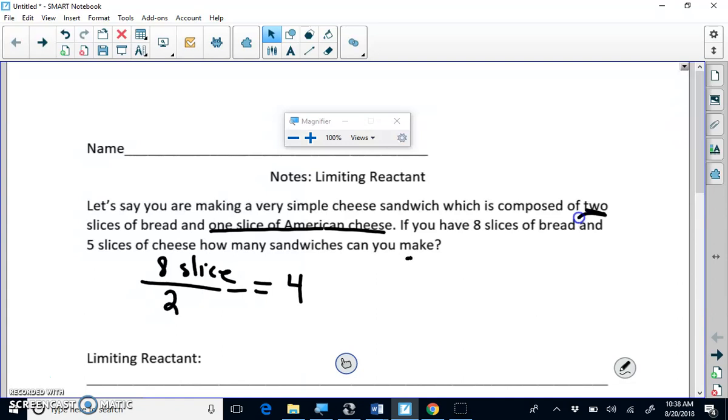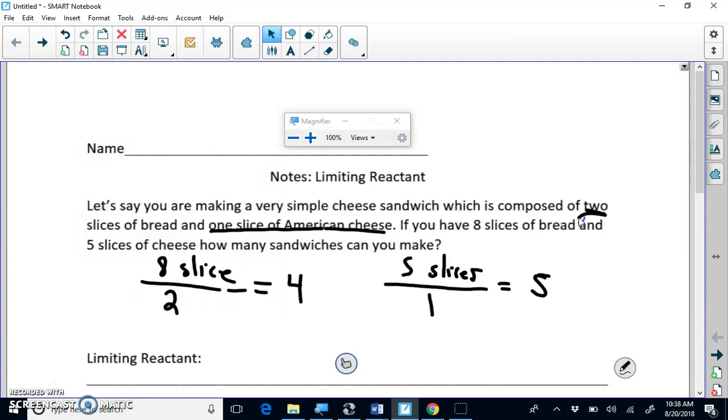Now, we have 5 slices of cheese, and it takes 1 slice to make a sandwich. Therefore, with the cheese that we have, we can make 5 sandwiches. You can picture this in your head instead of doing the math, whatever is easier for you.